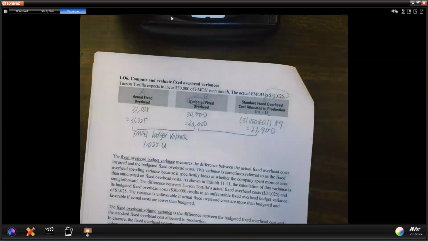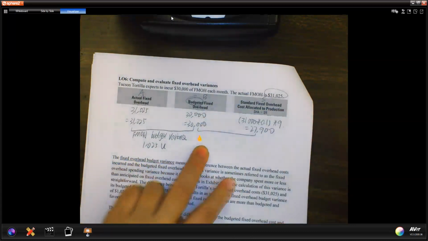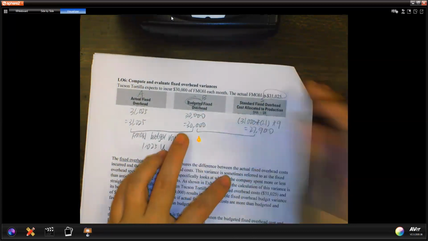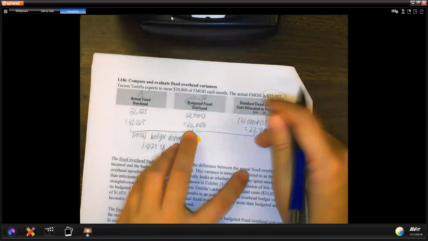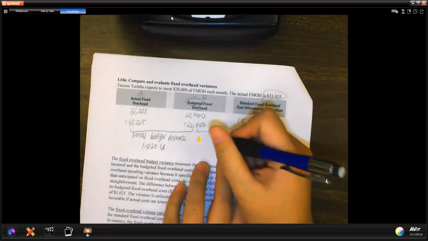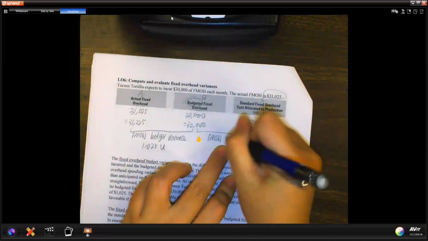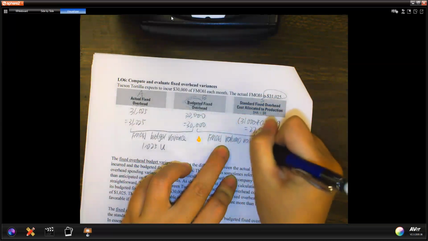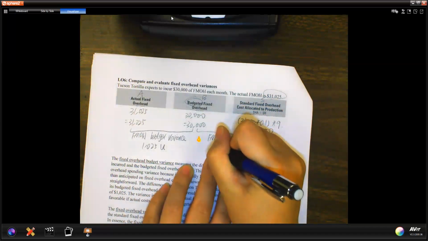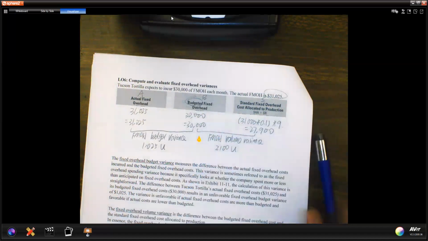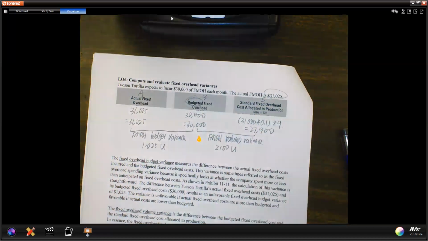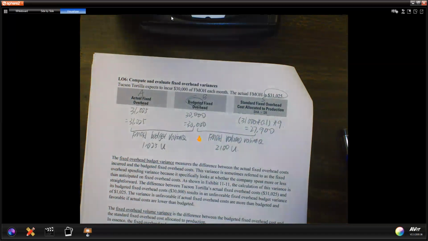And then, okay, here is the thing you have to memorize or understand. You got this variance between the second column and third column. This one is called the fixed manufacturing overhead volume variance. We first know the number is $2,100 unfavorable. What does this tell us? Volume variance. Okay, I just want to give you an idea.